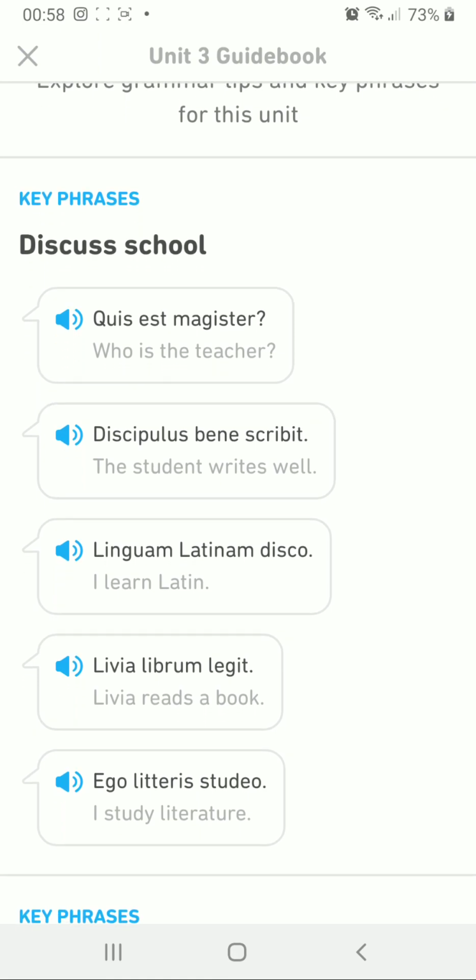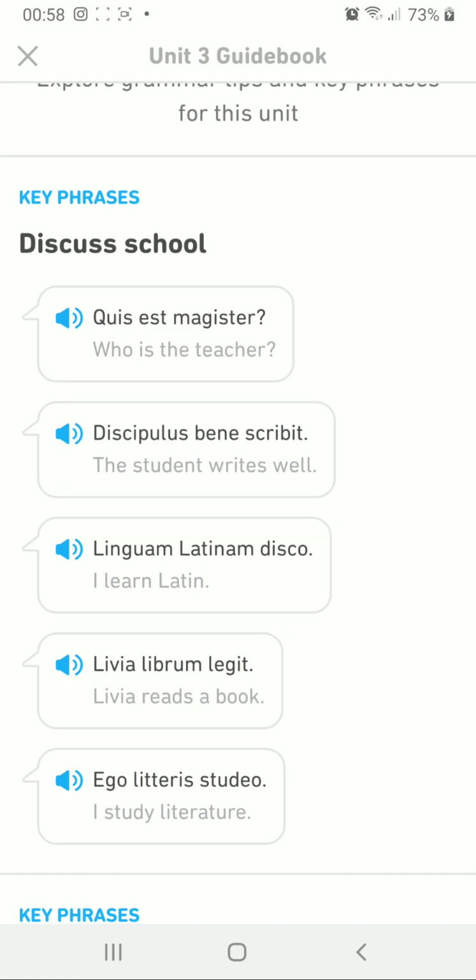Discuss school. Quis es magister? Quis est magister? Discipulus bene scribit. Linguam Latinam disco. Yeah, lingua is the nominative. Here we see that it's linguam because it's accusative. It's an object pronoun. And disco is I learn. Leuiai librum legit. Same.